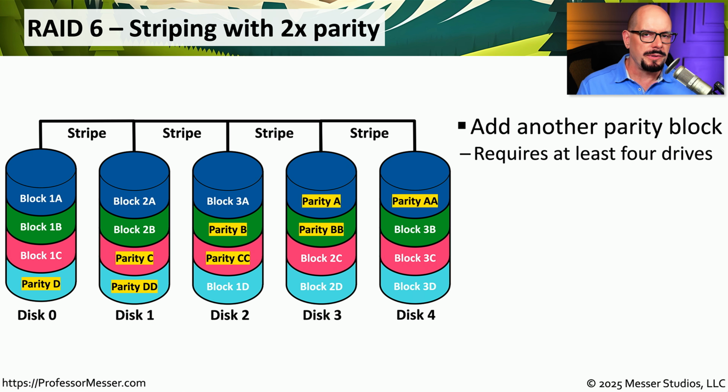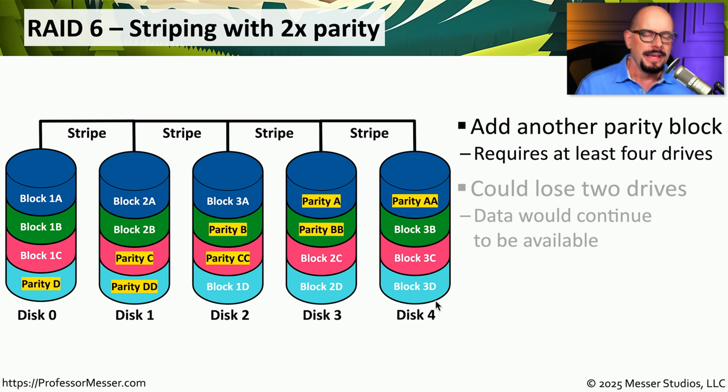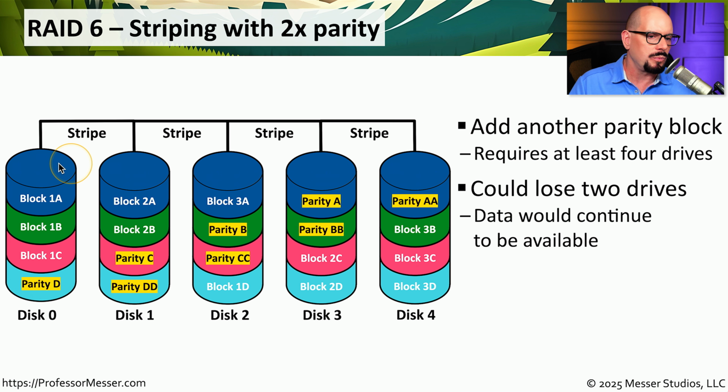RAID 6 is very similar to RAID 5, except we're adding another storage drive and adding an additional parity block. This means if we lose a single drive, we're effectively running the same way as RAID 5. If we lose two drives, then we can recreate the lost data using our existing parity data. This means with RAID 6, we could lose a total of 2 physical drives and still remain up and running, although in a degraded state.